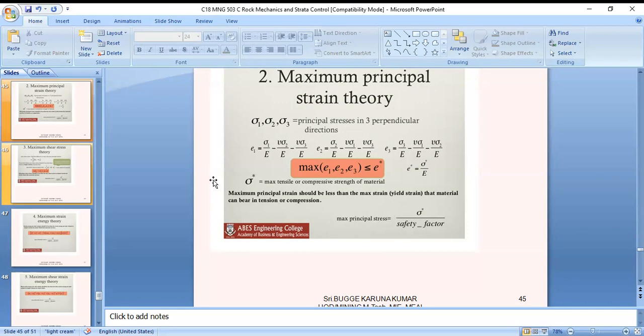So maximum principal strain theory: sigma 1, sigma 2, sigma 3 are the principal stresses in three perpendicular directions. The maximum E1, E2, E3 are given here. That equation is given here.